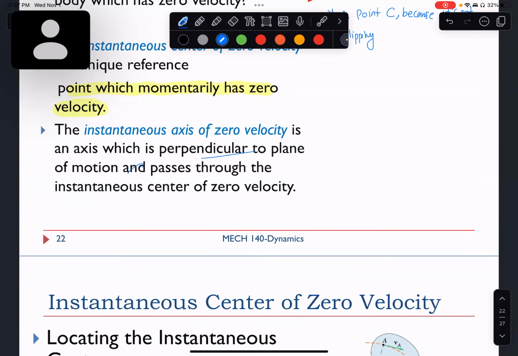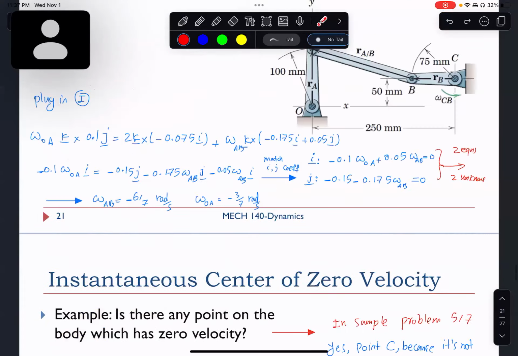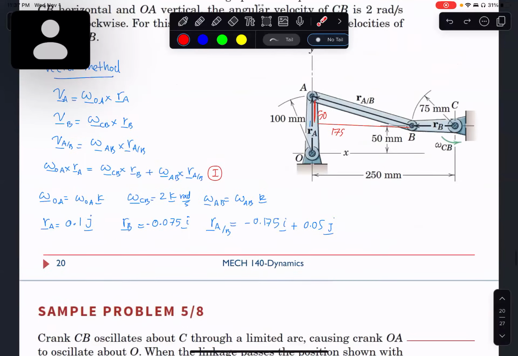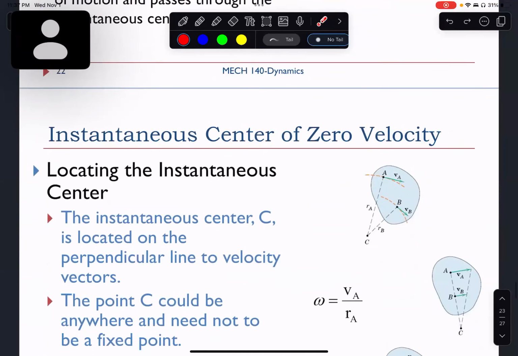Now the instantaneous axis of zero velocity is an axis which is perpendicular to the plane of motion and passes through the instantaneous center of zero velocity. So what I mean is that if C is the instantaneous zero velocity point, then there's an axis perpendicular to the screen, or the plane of motion, which goes through this point.